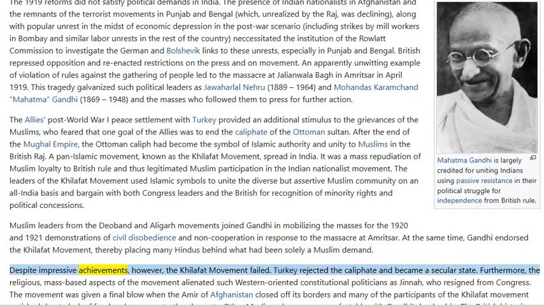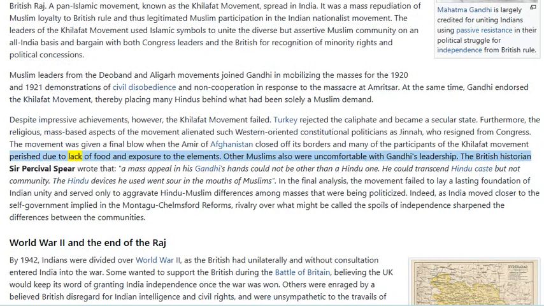Despite impressive achievements, however, the Khilafat movement failed. Turkey rejected the caliphate and became a secular state. Furthermore, the religious, mass-based aspects of the movement alienated such Western-oriented constitutional politicians as Jinnah, who resigned from Congress. The movement was given a final blow when the Emir of Afghanistan closed off its borders and many of the participants of the Khilafat movement perished due to lack of food and exposure to the elements.